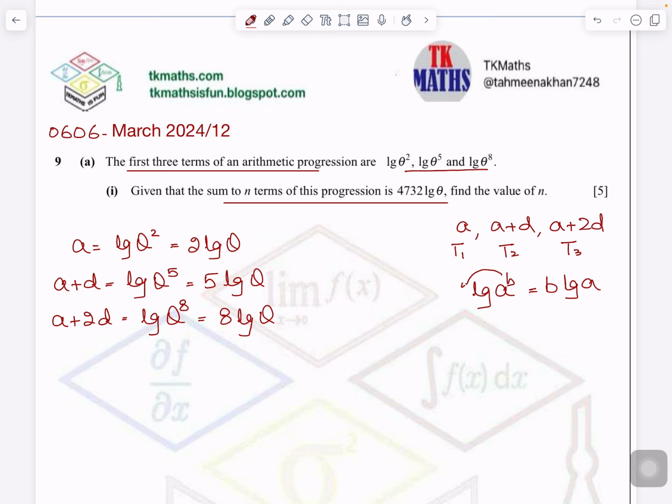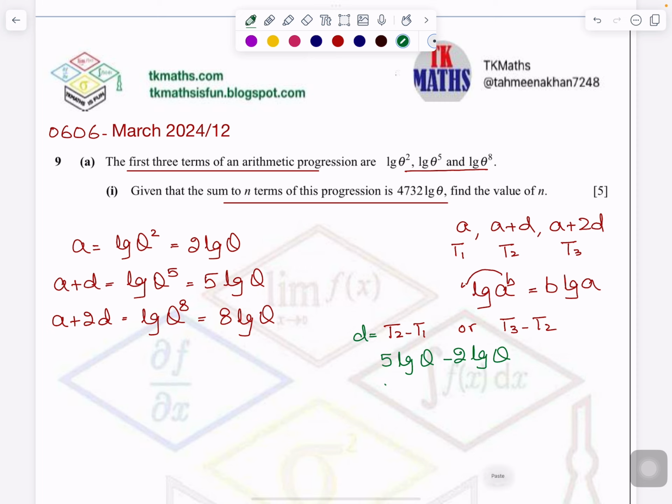So to find d, which is the difference, what will I do? I will do either second term minus first term, or I can do third term minus second term. You can do any one. So I am doing second term minus first term, changing the color just to make it a little different. So I'm writing 5 lg theta minus 2 lg theta. This will be equivalent to 3 lg theta. So you got your d here.